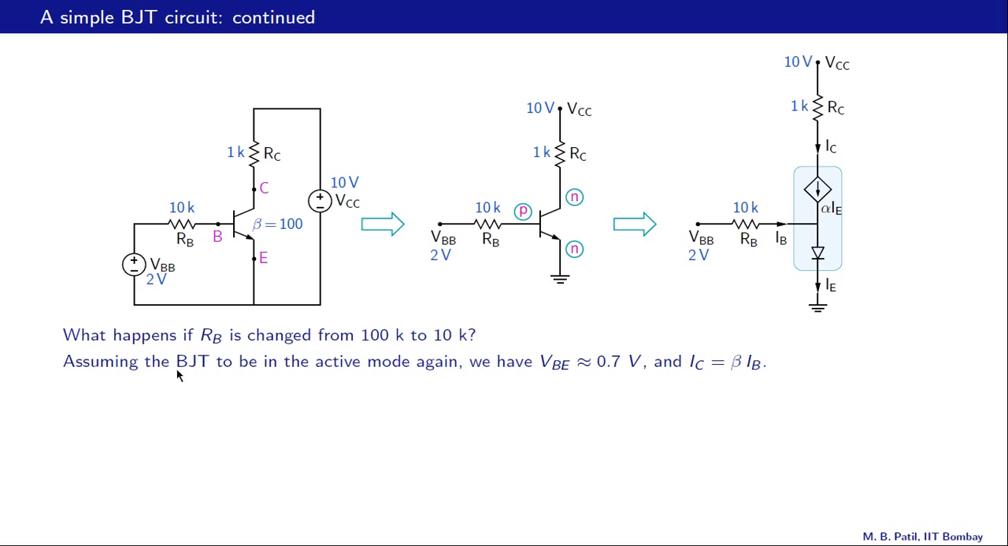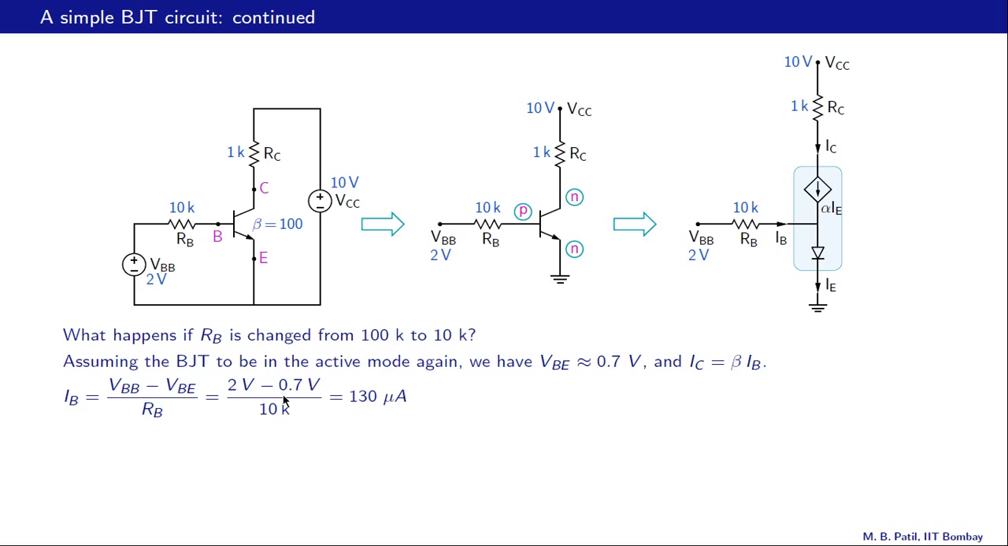First, assume the BJT to be in the active mode again. So we have VBE equal to 0.7 volts and IC equal to beta IB. No difference, same as what we saw earlier. IB is of course different now because our RB is different. IB is VBB, 2 volts, minus 0.7, divided by 10K. This was 100K earlier, now it is 10K.